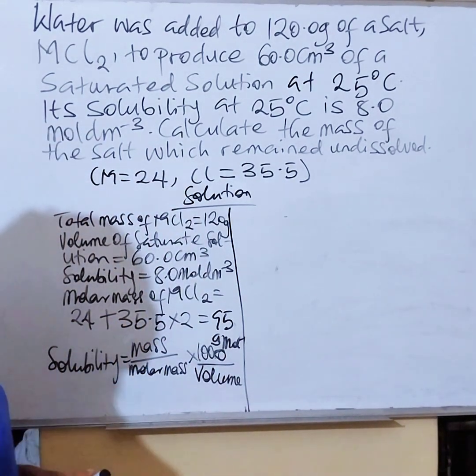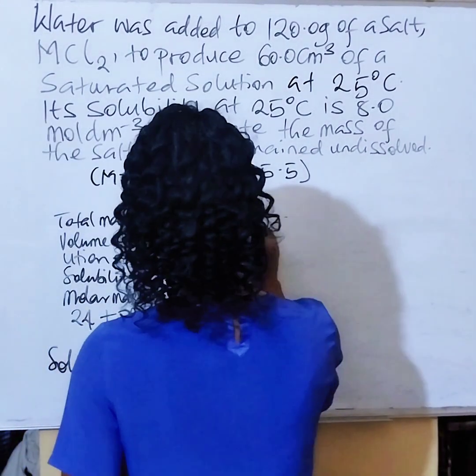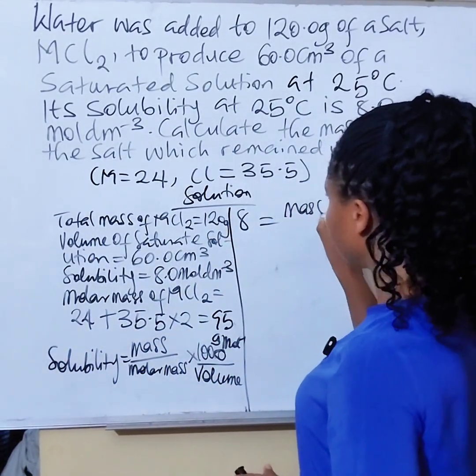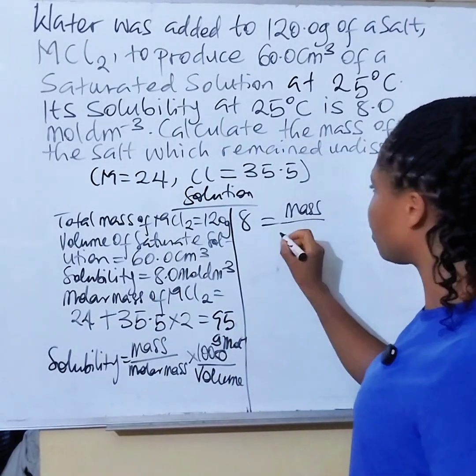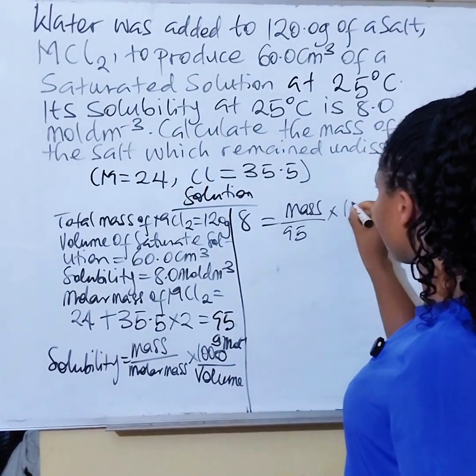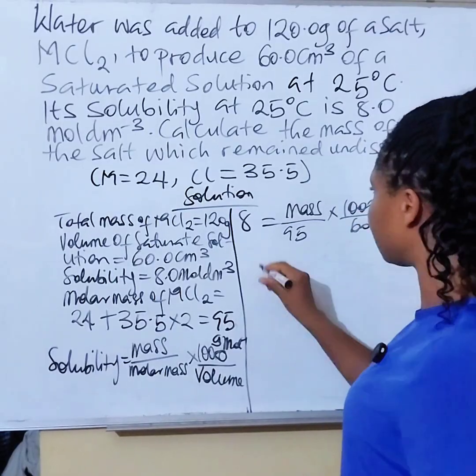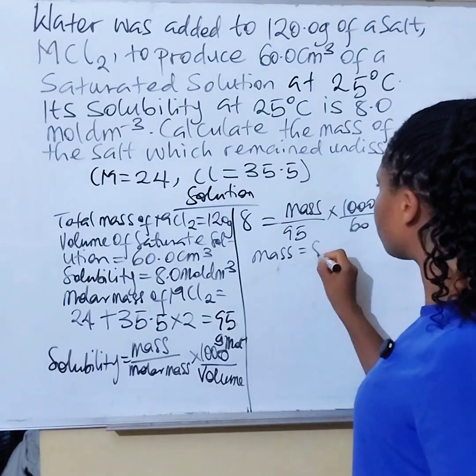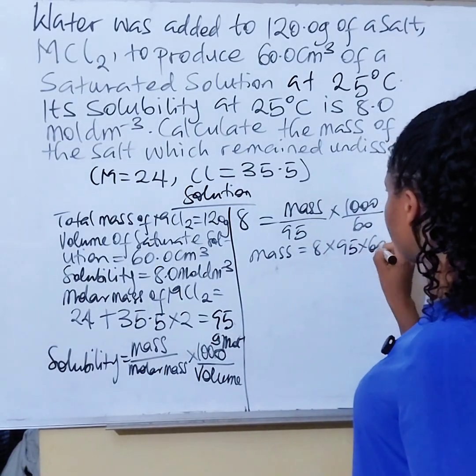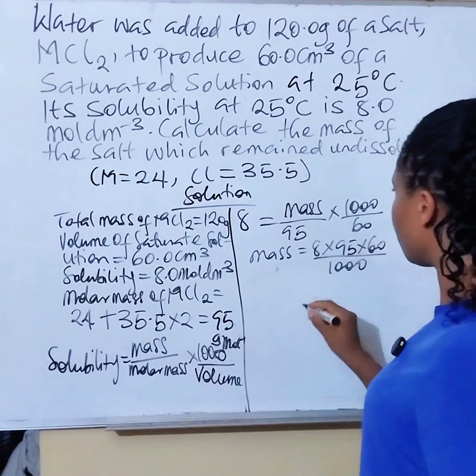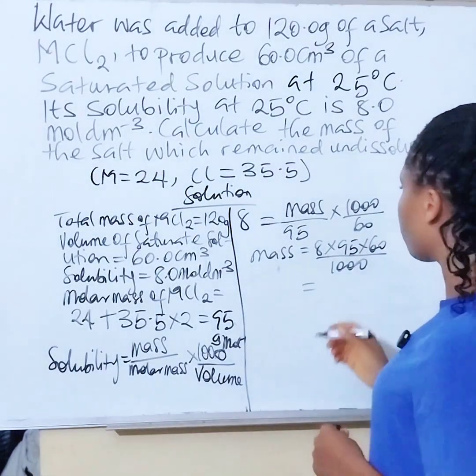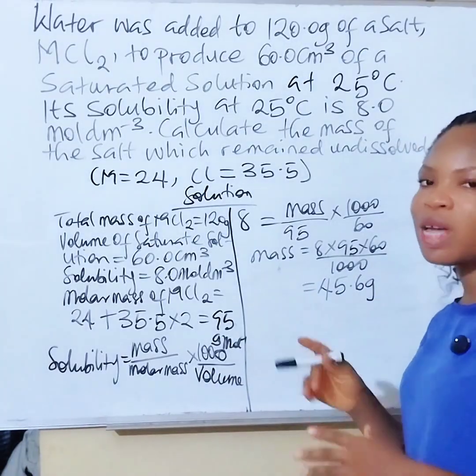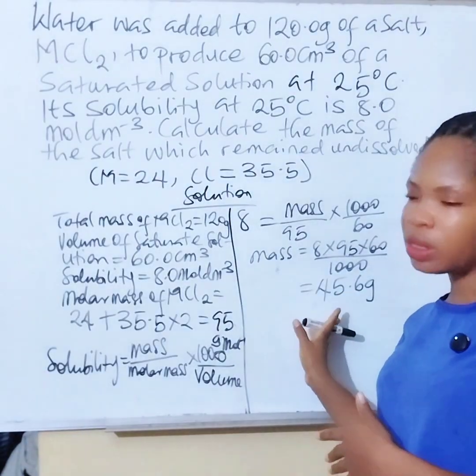So we can substitute in our values now. The solubility given to us is what? 8. So 8 is equal to, we are looking for the mass that dissolved, then we have our molar mass as 95, times 1000 over 60. If we make mass the subject of the formula, we are going to have mass is equal to 8 times 95 times 60, all over 1000. By the time we multiply and divide, we're going to have our answer as 45.6 gram. So the mass of the salt that dissolved is 45.6 gram.